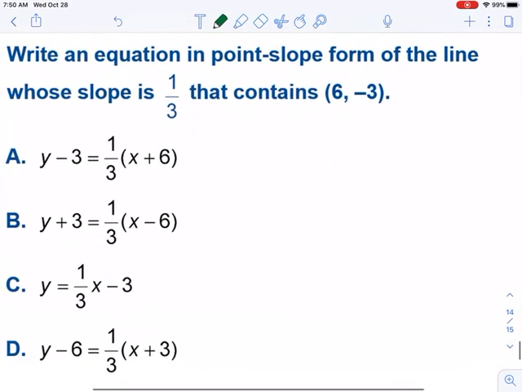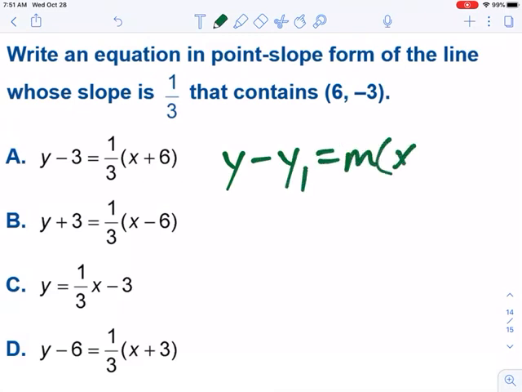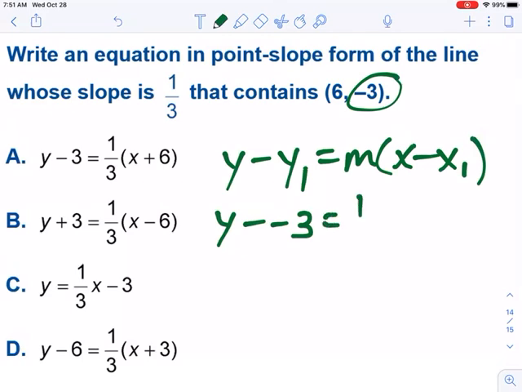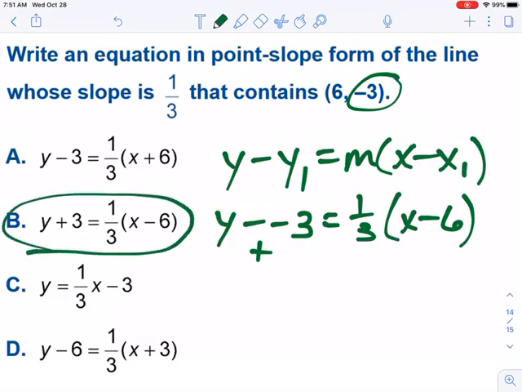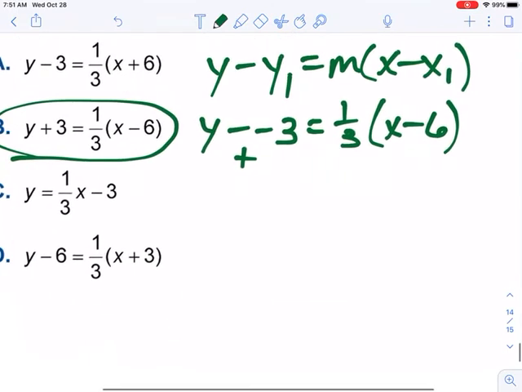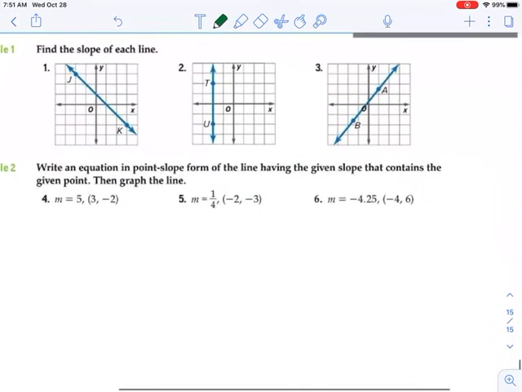Write the equation in point slope form. Okay, I see it's not written here. y minus y sub 1 equals m times x minus x sub 1. y minus 3, here's y sub 1, equals m, 1/3, times x minus 6. Minus is plus. Which one of these matches? y plus 3 equals 1/3 x minus 6. Looks like this one right here. Done. Go do the next problem. Not a big deal. Don't let it scare you.